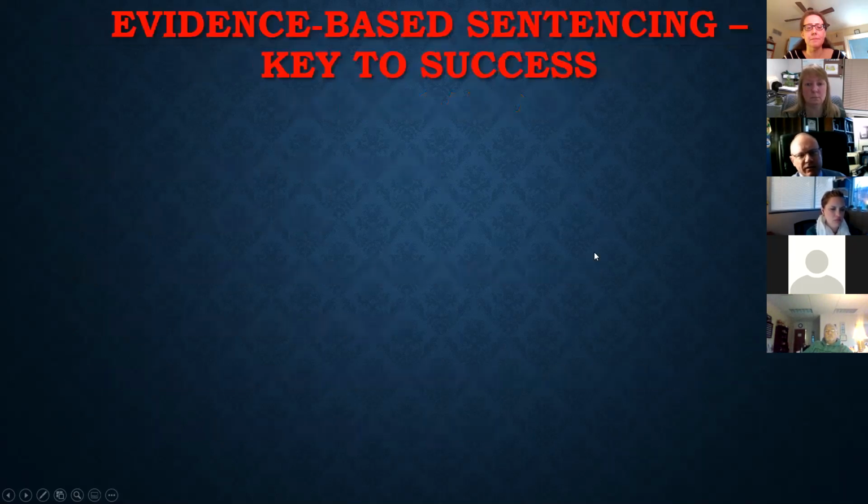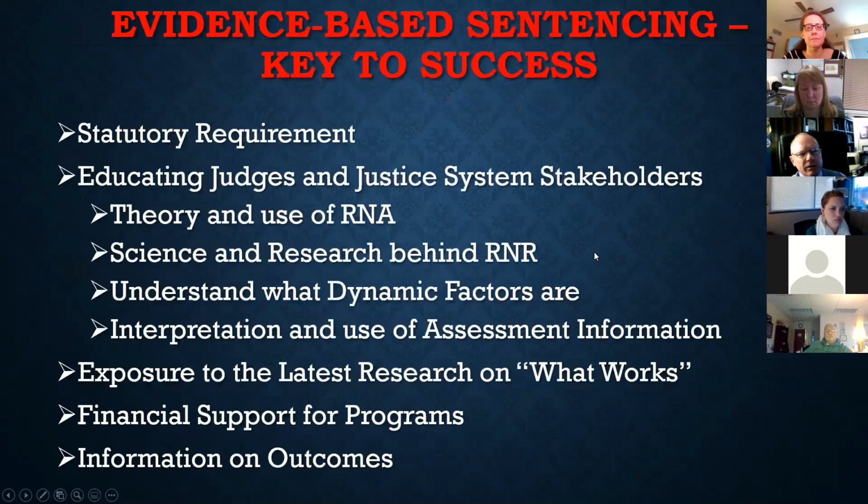Again, another success for these. Evidence-based key to success is statutory requirement. We're seeing the Commission on Sentencing has their risk screening tool now, that if you score in SGS Web a low or high, they're recommending to the court to get further information. That further information is a pre-sentence investigation to include a risk needs assessment.